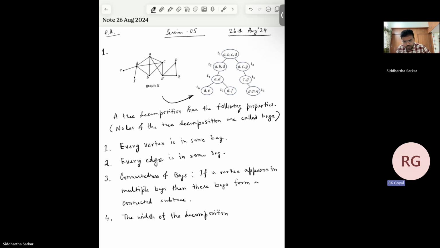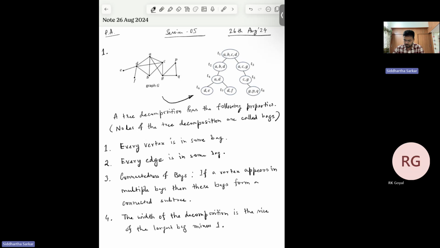I have a doubt here: is this decomposition unique, or can we have different decompositions? Many decompositions are possible for a given graph. It need not be unique. As long as the properties are satisfied, we'll call it a valid tree decomposition. All right, so we have understood what a tree decomposition is.